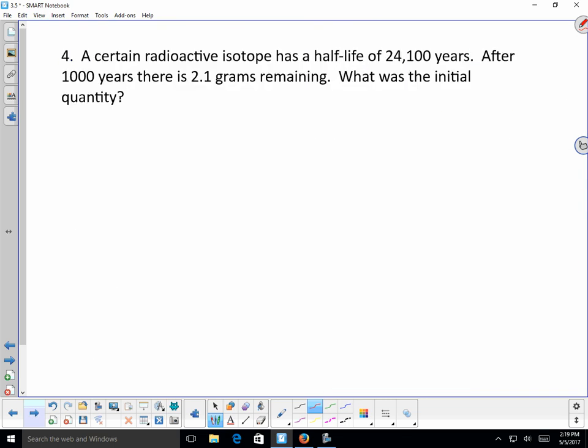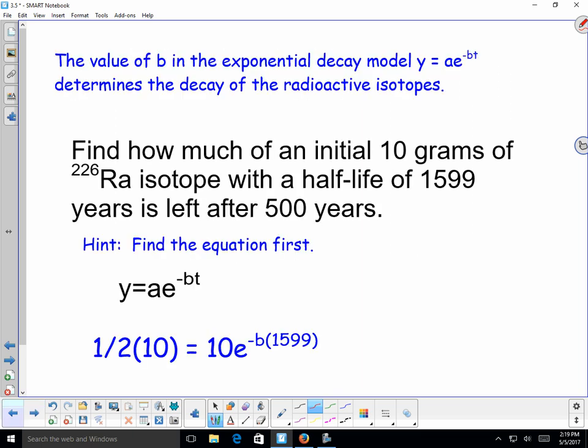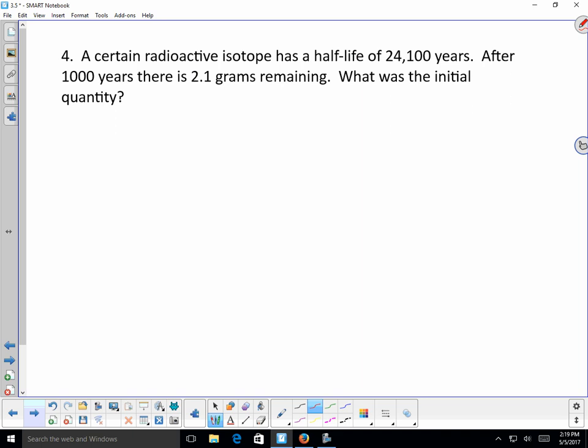Okay, so that brings up this example. The value of b in the exponential decay model, here's our exponential decay model. The only difference between this and the exponential growth is what? There's a negative in front of the b, okay? And that is going to determine the decay of a radioactive isotope. So I was going to do this extra example, but because of time, we'll just get right to the one on the gift. Eddie? We have to memorize this formula.